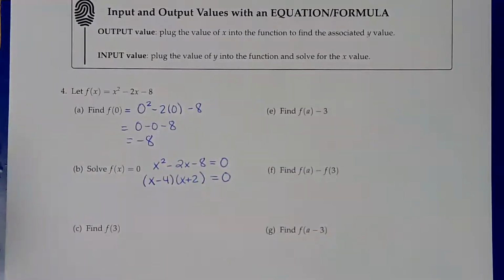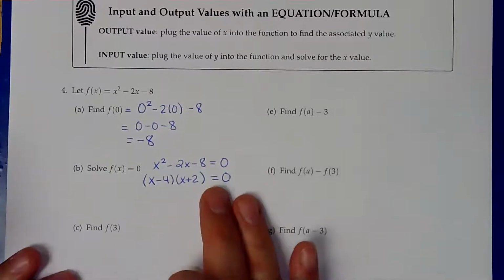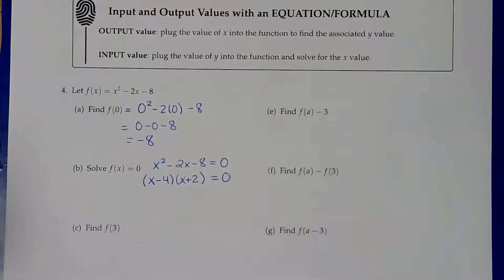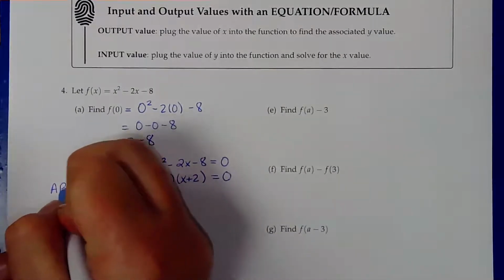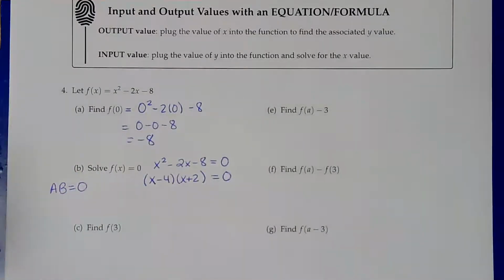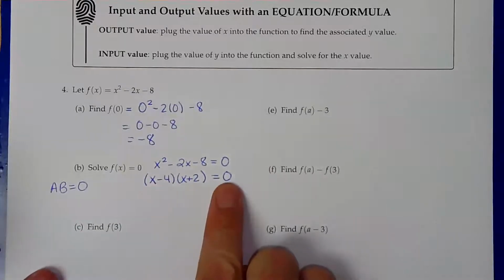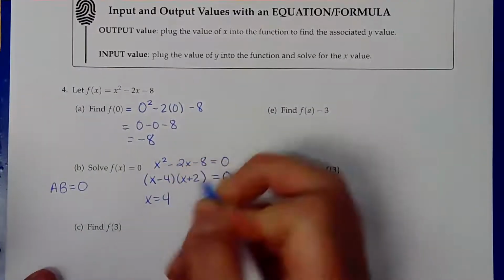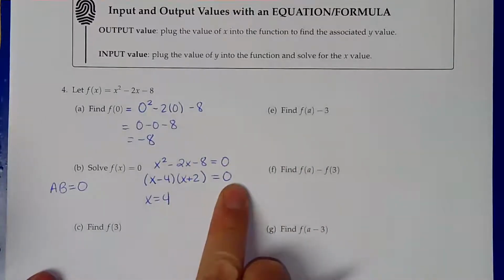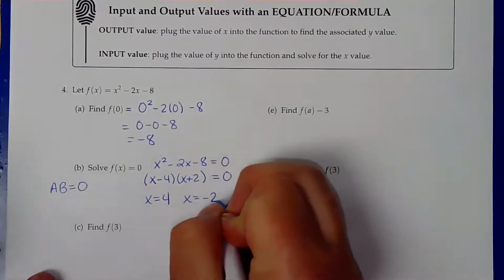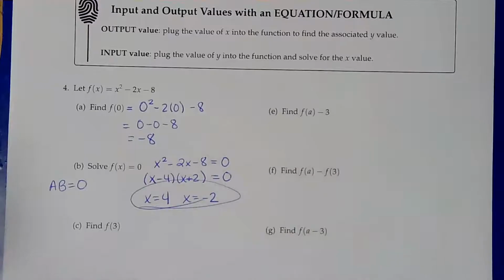That's definitely something we're going to look more at as we move on in this class. But I'm hoping you still remember that. If you're struggling with that skill, let me know, and I'll definitely help you out with that. So now I have two things that are multiplied to 0. If I know that a times b is equal to 0, then either a is 0 or b is 0, or they're both 0, right? It's the only way you can get two things to multiply together to get 0. So if x minus 4 is 0, then I know that x is equal to 4. And if x plus 2 is equal to 0, I can subtract that 2 over the other side, and I get x is equal to negative 2. So we get two answers on this one.